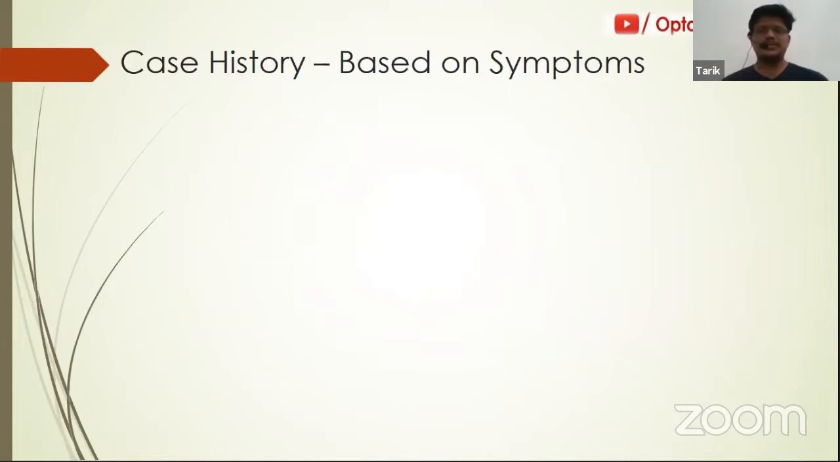Starting with case history, here we don't ask irrelevant questions. You have to be very specific with whatever you ask, because when the patient comes to you for an orthoptic evaluation, he generally has three symptoms. Either it would be asthenopia, or blurring of image at distance or near, or diplopia. Any one of these three would bring the patient to you.